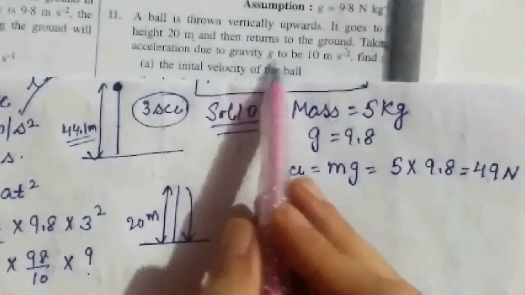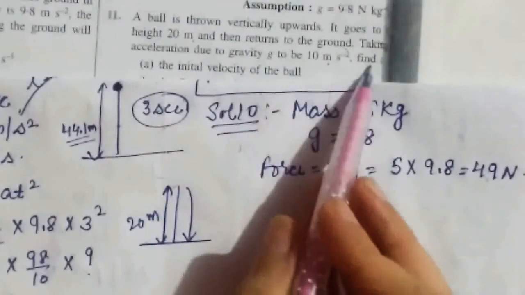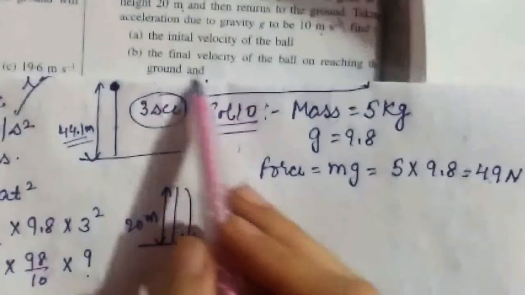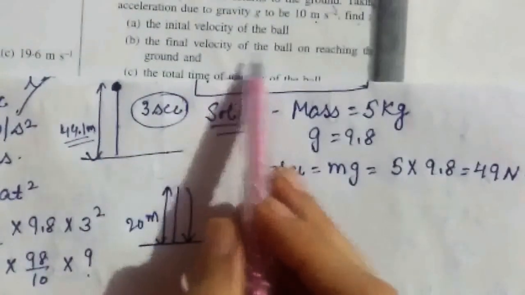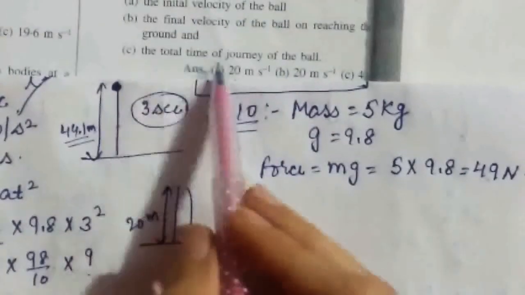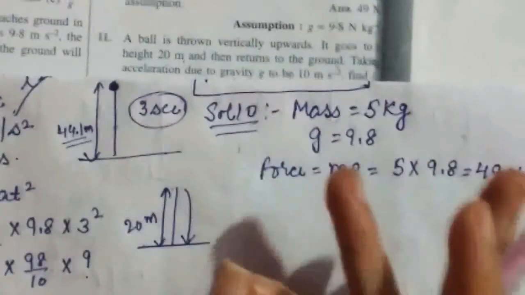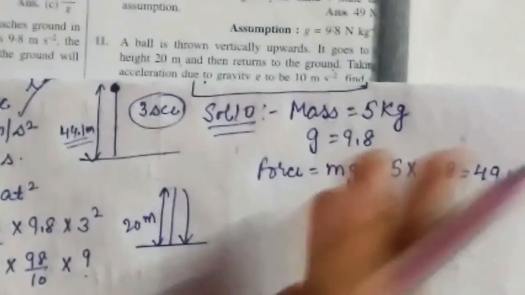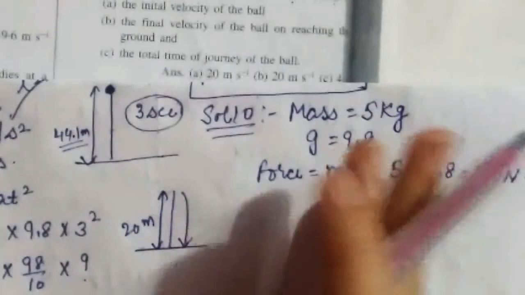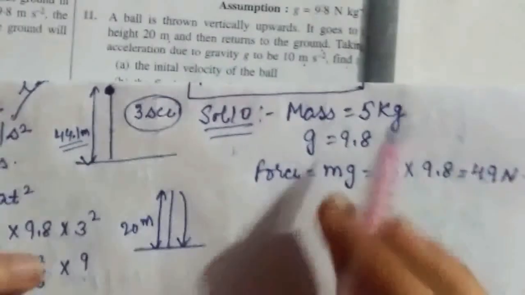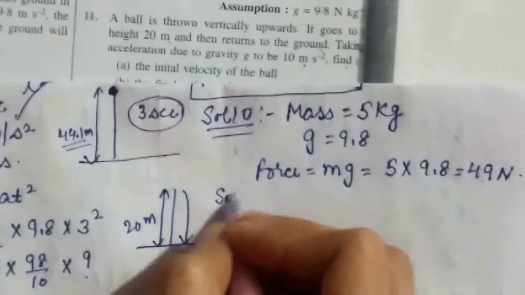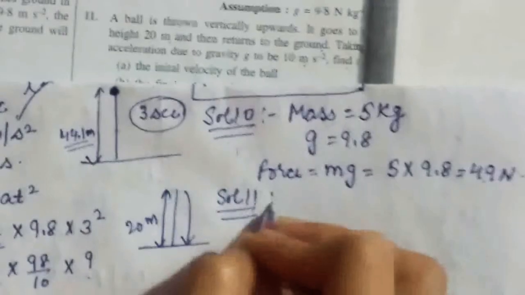Taking acceleration due to gravity 10. Now find initial velocity, and second part is final velocity. Third is total time of journey. Okay, we have to calculate three values: initial velocity, final velocity, and the total time. So firstly write what is given. Solution of 11.